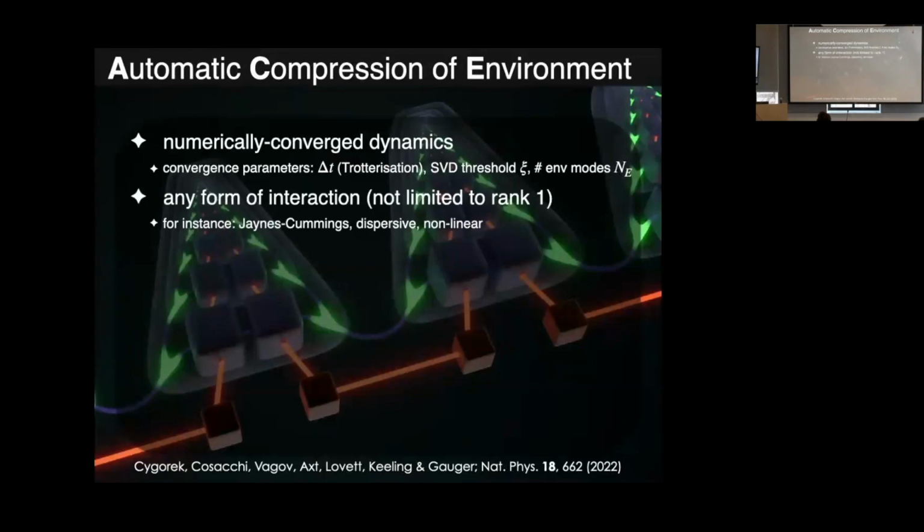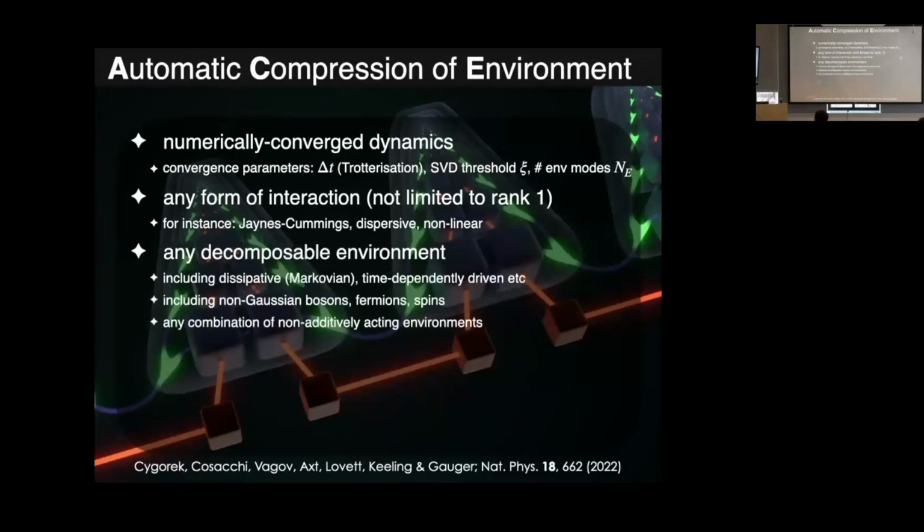It works with any form of interaction. It's not limited to rank 1. We can do Jaynes-Cummings, dispersive coupling, nonlinear couplings. We can do it for any environment which we can break down in chunks. I've said that before, and just shown you an example where we can have a dissipative, sort of Markovian way environment, time-dependently driven, etc. It doesn't need to be Gaussian, it could be non-Gaussian, and it's very easy to combine different types of environments.